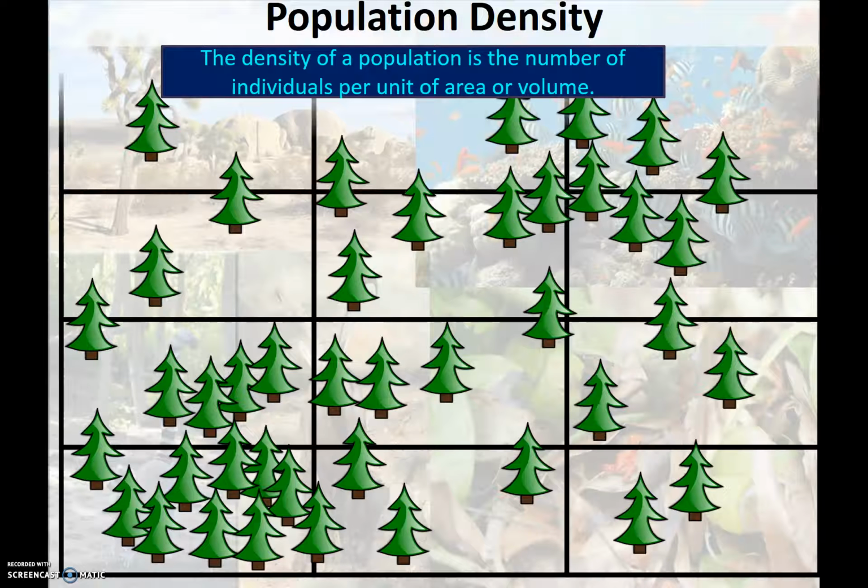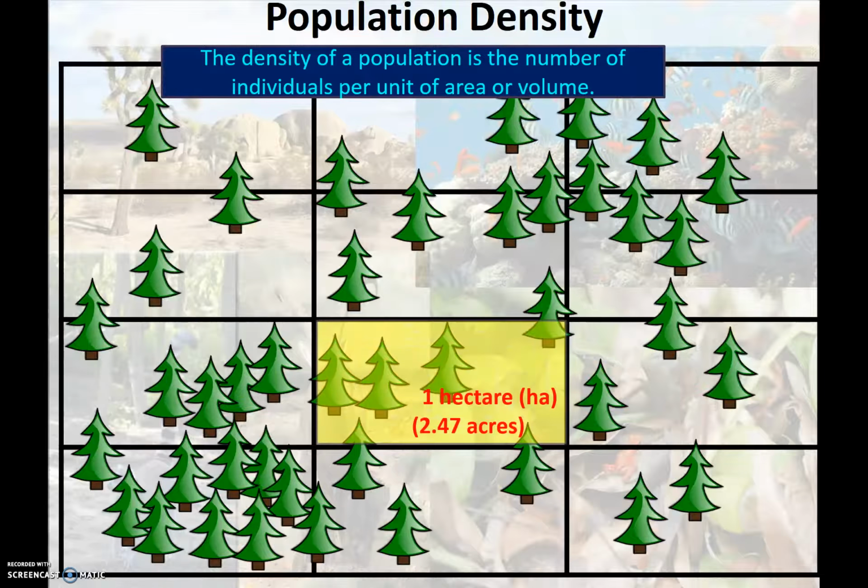So when we look at these trees, we can divide it up into an even grid, and let's pretend that one of these rectangles represents a hectare. So a hectare is roughly 2.5 acres, and it's a unit of area. And so when I calculate population density, I can see here that in this hectare, I have 2 trees. So I have 2 pine trees per hectare if I were to sample this population or sample of this forest.